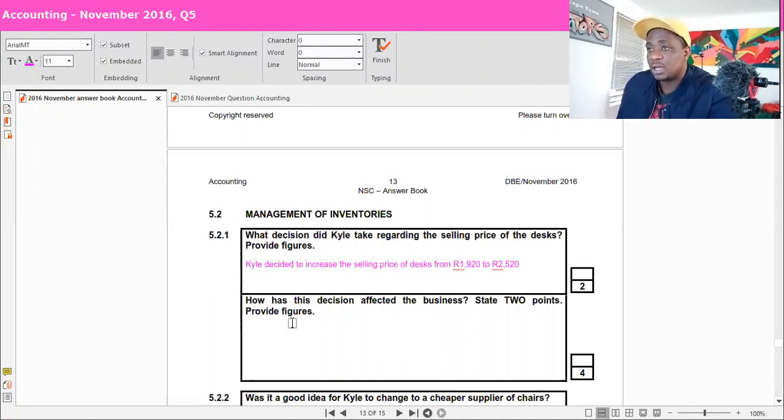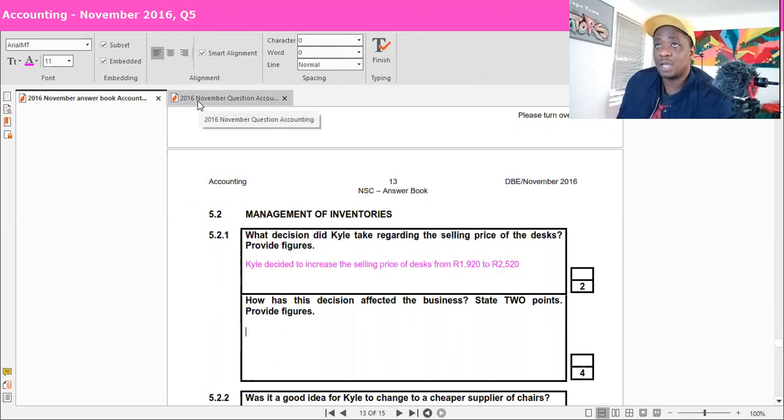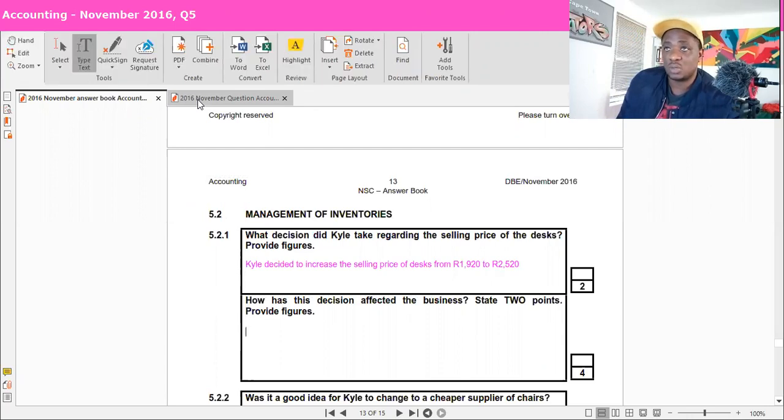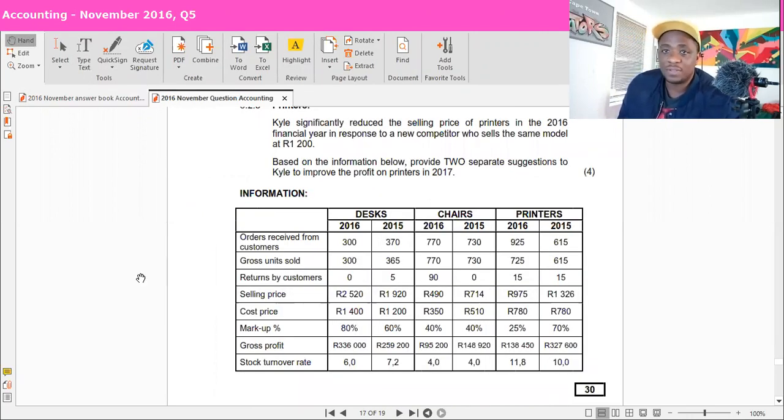Okay, cool. And then how has this decision affected the business? State 2 points and provide the figures. Bear in mind, the question doesn't say how has this decision negatively affected or positively affected. Any effect that it has had, whether it's positive or negative, you can quote it in this question. One of the things that happens when you increase the price is that you can expect the number of units sold to decrease. So you can see here that as a result of increasing the price, the number of units sold has decreased from 365 to 300.